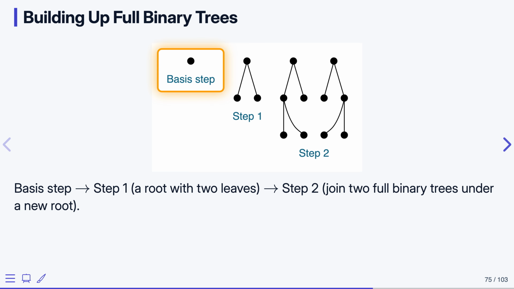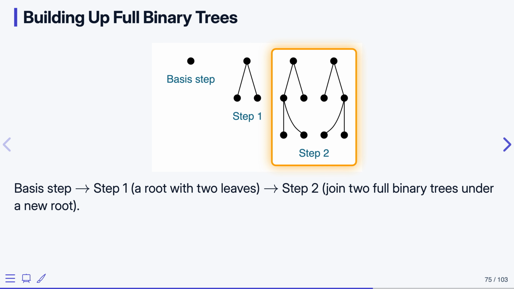Let's build full binary trees step by step. The basis step is one single vertex. In step 1, we join two single vertices under a new root. This gives a root with two leaves. It is the smallest full binary tree that is not just a point.